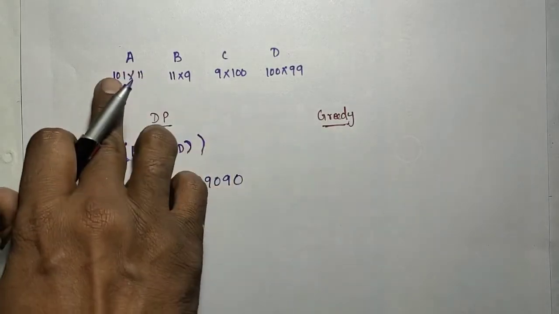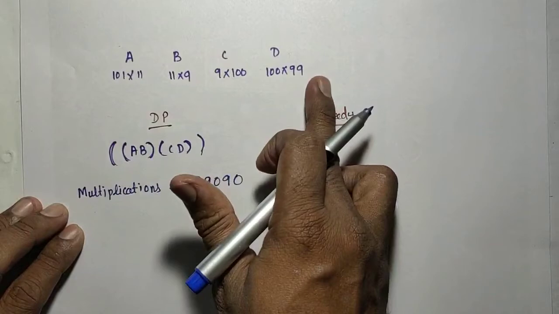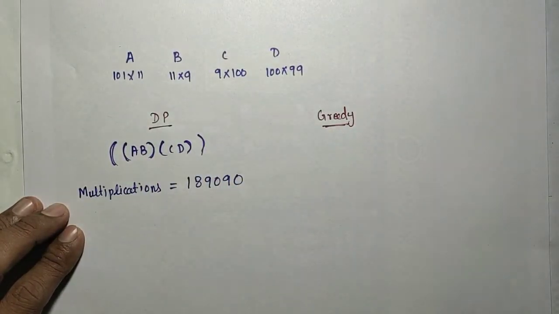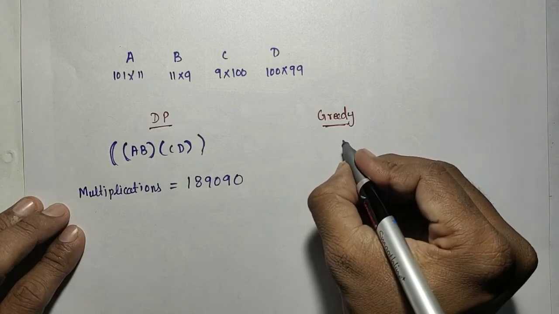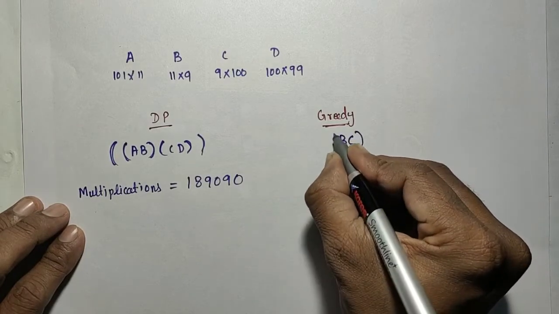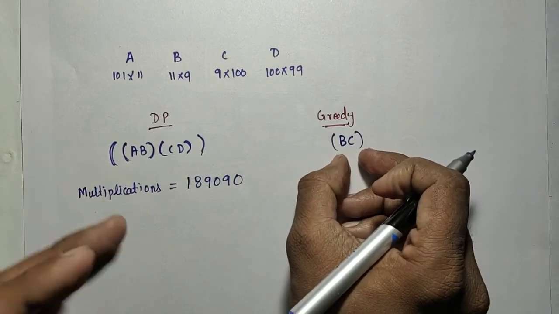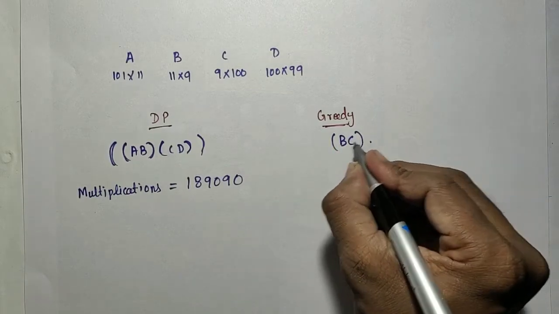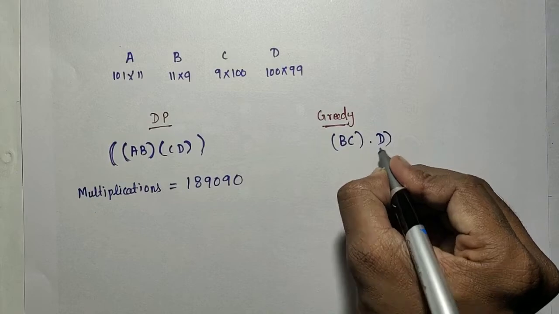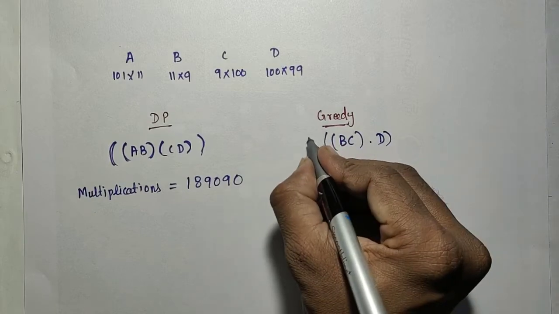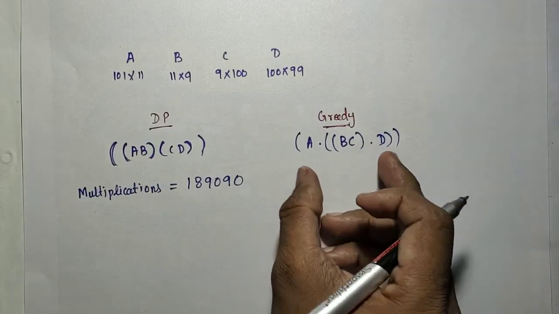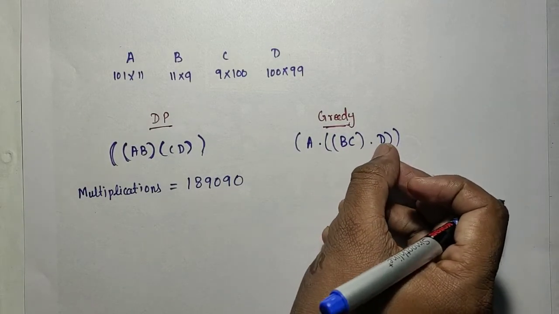The same greedy approach, if you apply it for this input, we will get the solution like this. BC, because at the first level BC looks like the best. From that, at the next level BC into D looks like the best. At the next level A into this looks like the best. So the final result will be like this, A into BC into D.